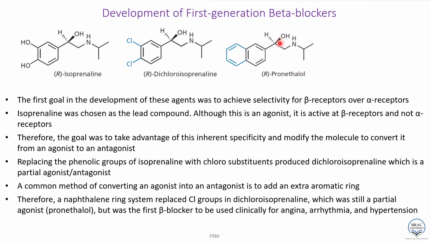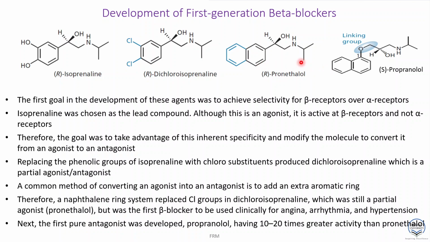It is called pronethalol. This drug is used clinically to reduce the severity of angina and to reduce hypertension. So it is the first beta blocker, but although it is not a full antagonist, it is also a partial antagonist, but it has better activity than dichloroisoprenaline.